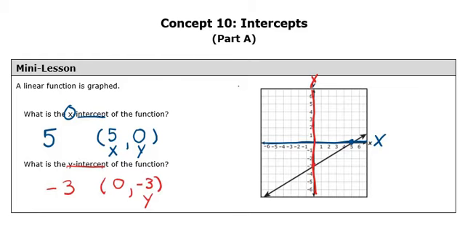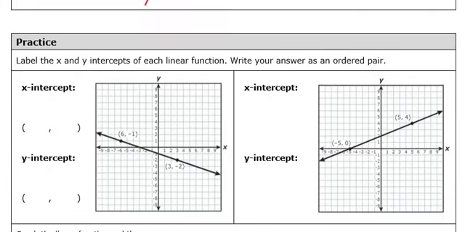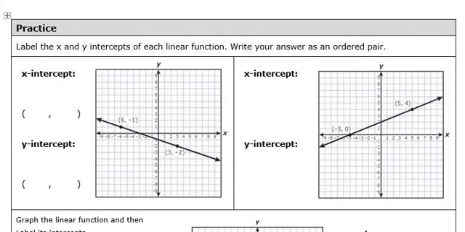Okay, so down below, there's a couple practice problems for you. The first two are just like what we did. You need to write the ordered pair for the x-intercept and the y-intercept. I'll get you started on the first one. On the x-axis, it intercepts right there at -3. I'll let you write it as an ordered pair.